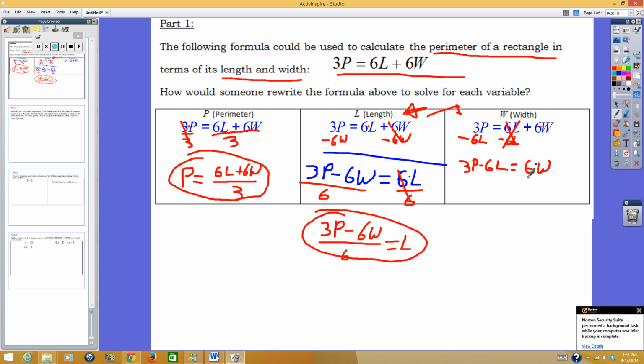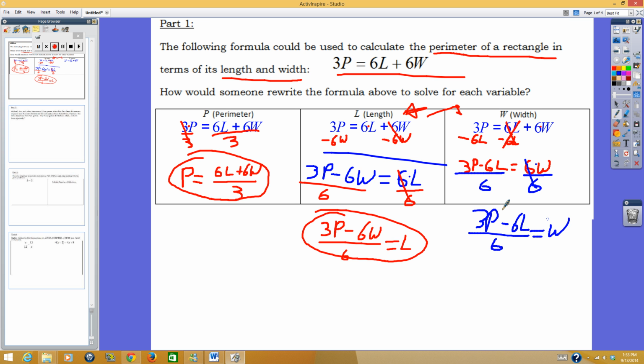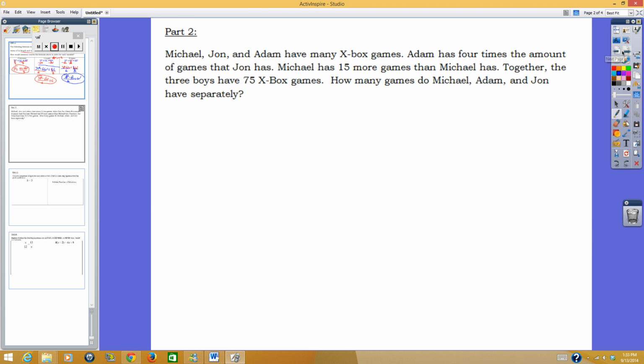Since there's multiplication here, we're going to divide by 6 to get rid of it. And what you're left with on this side is 3P minus 6L, all divided by 6, equals W. As I said, some of you like to simplify it further and divide this 6 out into the numbers above it, but if you have that, that's fine. Okay? Moving on to the word problem, part 2.